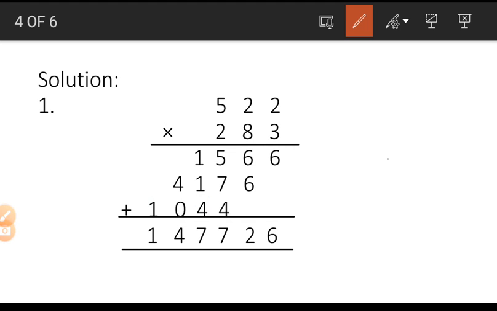Now, let's say 6 is written down. 6 plus 6 gives you a 12. You write down 2 and then carry 1. 1 plus 5 plus 7 plus 4 is a 17. You write down 7 and carry 1. 1 plus 1 plus 1 plus 4 gives you another 7. 0 plus 4 gives you 4. And then you write down the 1. So your answer is 147,726.